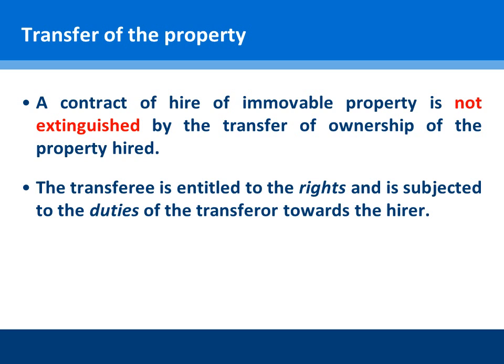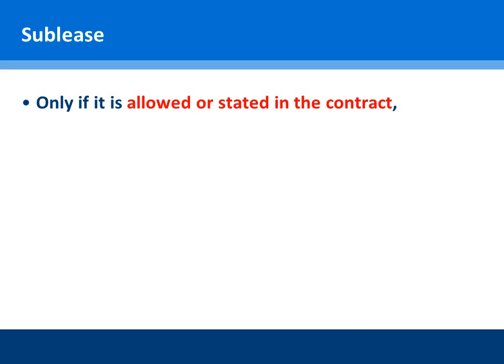This means that you don't have to pay the rent to me anymore. You must pay the rent every month to Mr. B, because Mr. B, who is the transferee, is entitled to the rights and is subject to the duties of the transferor toward the hirer. In other words, our contract will not apply to me and you, it will apply to you and Mr. B, the transferee.